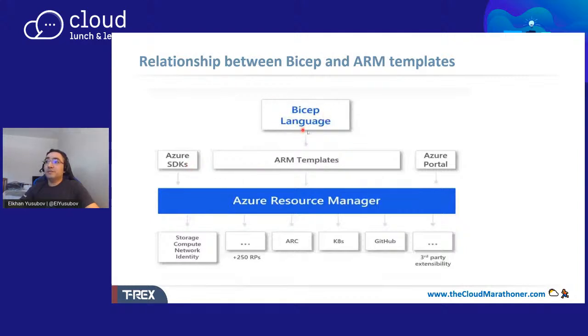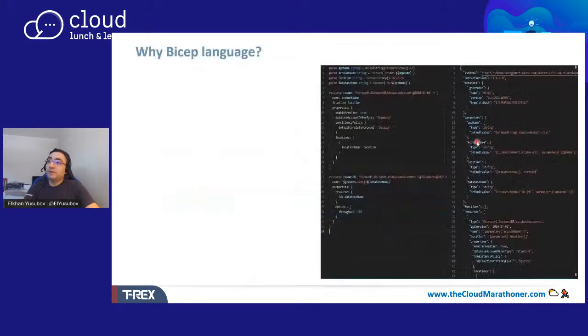And the Bicep language stands on top of ARM templates, meaning that whatever you can do in ARM templates, you can also do in the Azure Bicep language. And Azure Bicep language again simplifies structure, and it's not using JSON file related templates. So what is it using then? Let's look at that. So why Bicep language, right?